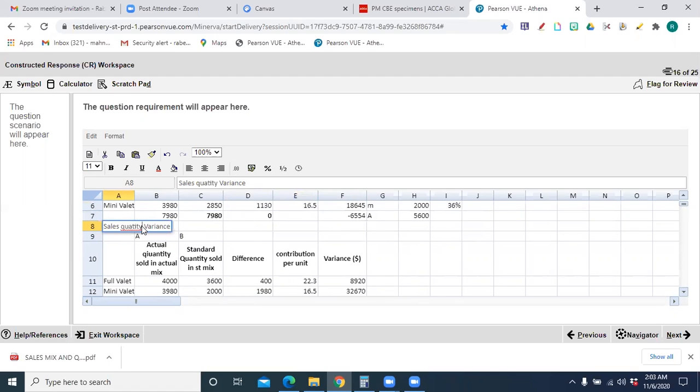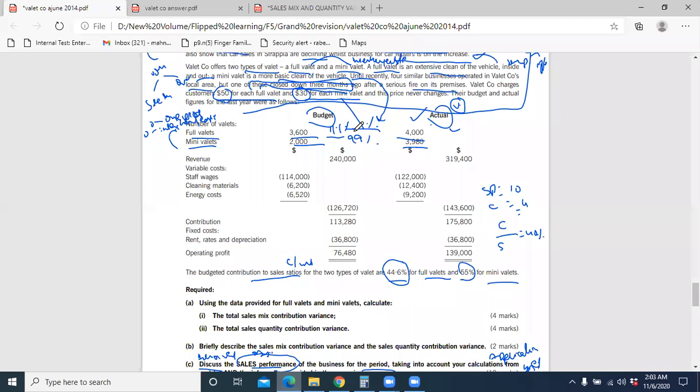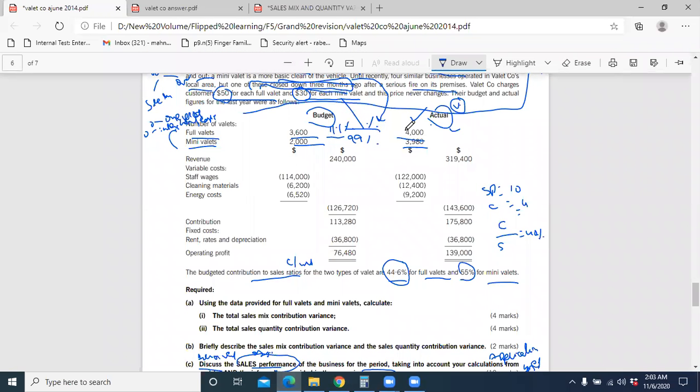Since the mini wallet was cheap, customers went for the mini wallet more. But the full wallet value also increased. There was an 11.1% increase as well, which is not a bad thing here, and it is justified.